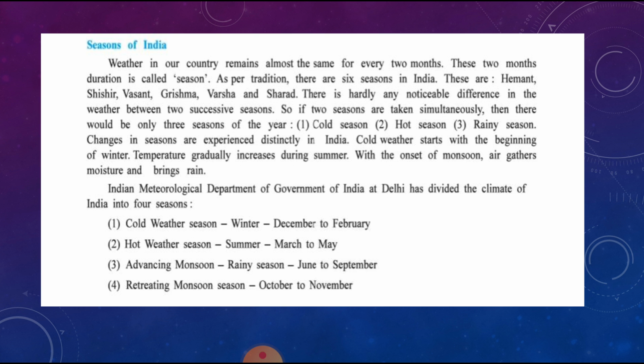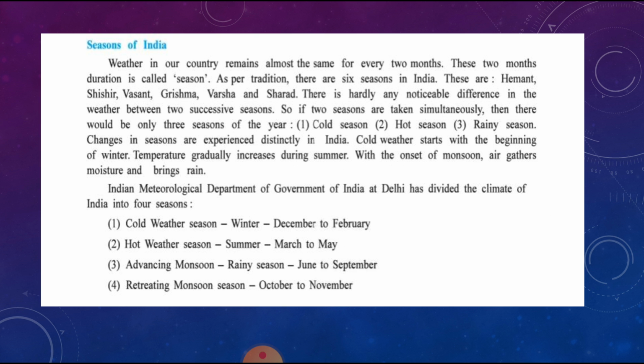See, all these are the 6 seasons: Hemant, Shishir, Vasant, Grishma, Varsha, and Sharad. There is hardly any noticeable difference in the weather between two successive seasons.